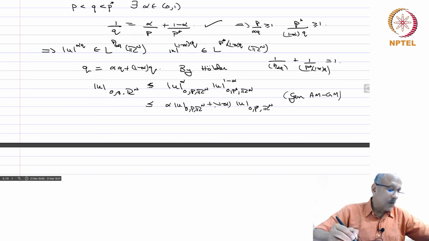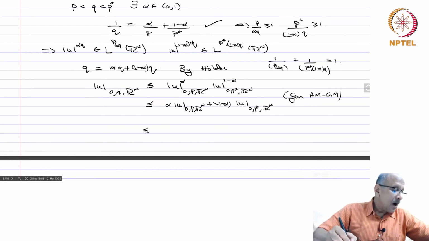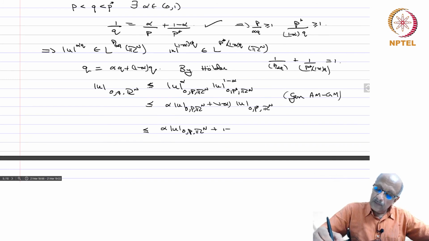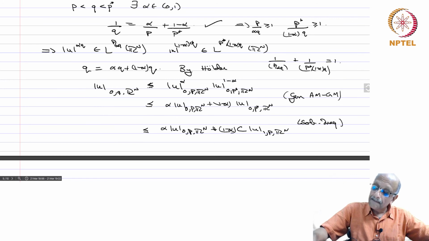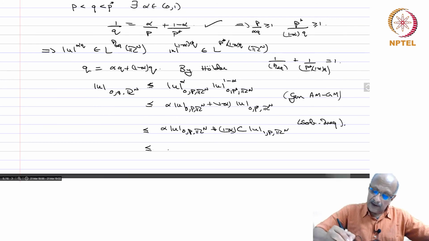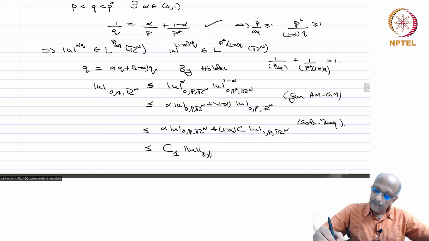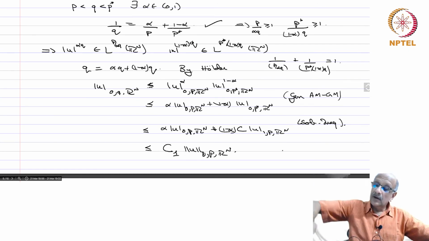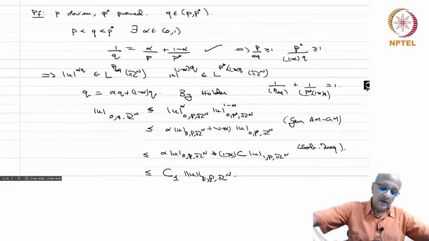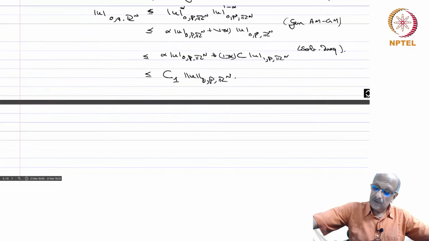So that is less than or equal to alpha times norm u 0 p R^n plus 1 minus alpha times c times norm u 1 p R^n, that is by the Sobolev inequality. And so all that is less than some c1 times norm u 1 p R^n. Okay, so this proves that it is in any of these L^p spaces.